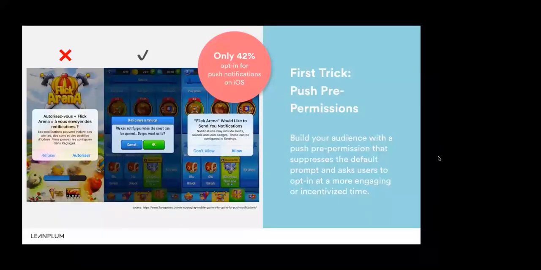Now, what's quite surprising here is that actually only 42% of mobile users opt in for push notifications on iOS. This is from our own research. And so just being able to lift this percentage by focusing on those happy moments in your mobile game and asking people for their permission to be notified, with the value proposition of explaining why you want to notify them, can drastically increase the success of you being able to reach them.